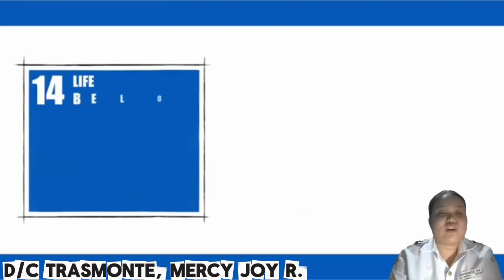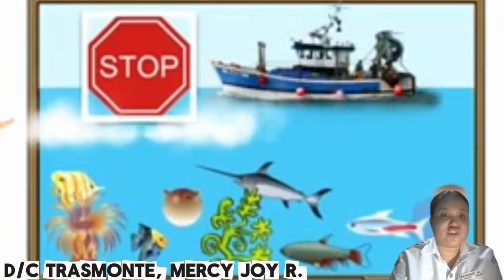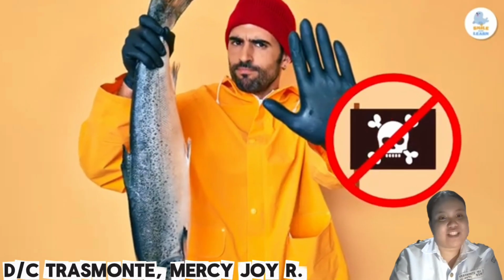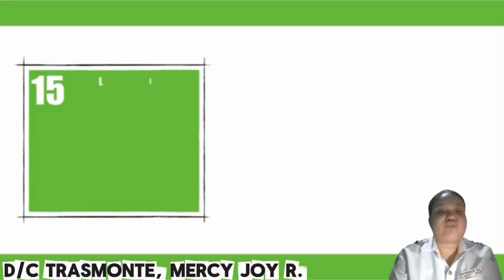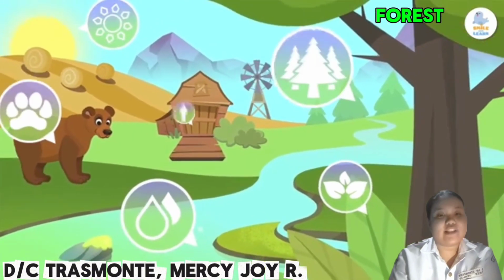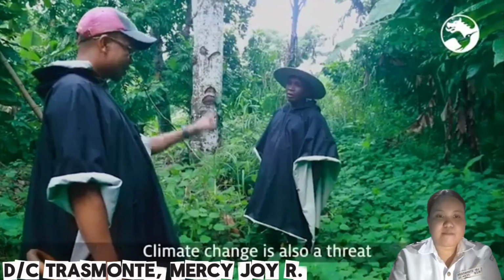Number 14, life below water. Goal 14 protects oceans and marine life from pollution and overfishing. For example, banning illegal fishing practices. Number 15, life on land. Goal 15 focuses on protecting forests, wildlife, and natural habitats. An example is reforestation programs.